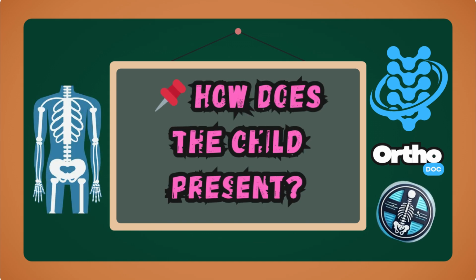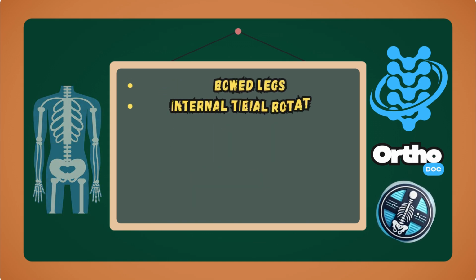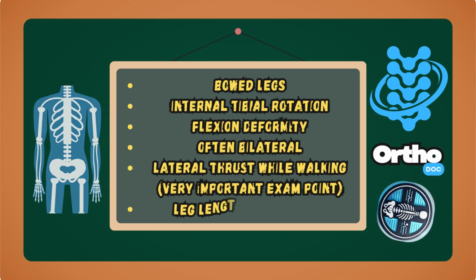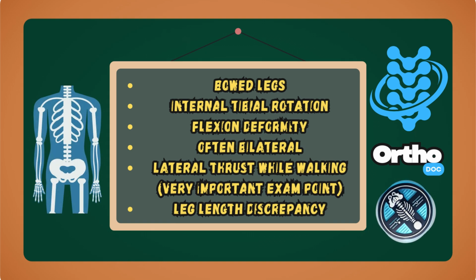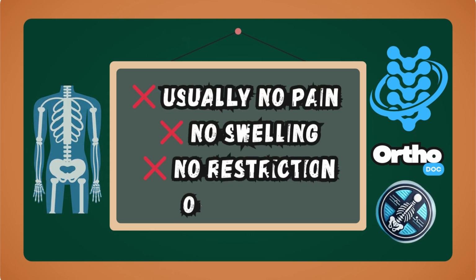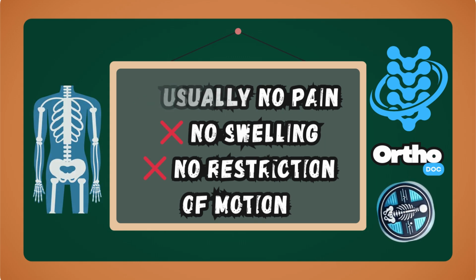How does the child present? On examination you will see bowed legs, internal tibial rotation, flexion deformity, often bilateral, lateral thrust while walking and leg length discrepancy. And remember, there's usually no pain, no swelling, no restriction of motion.